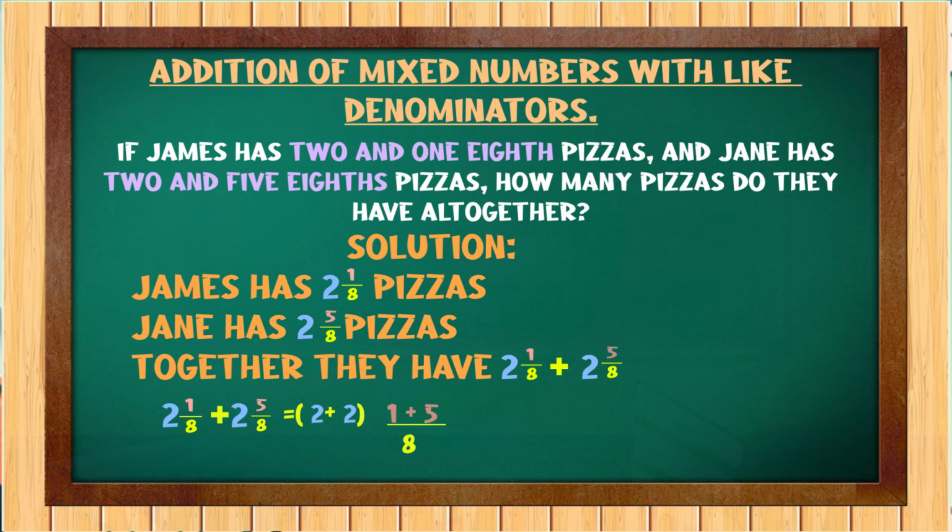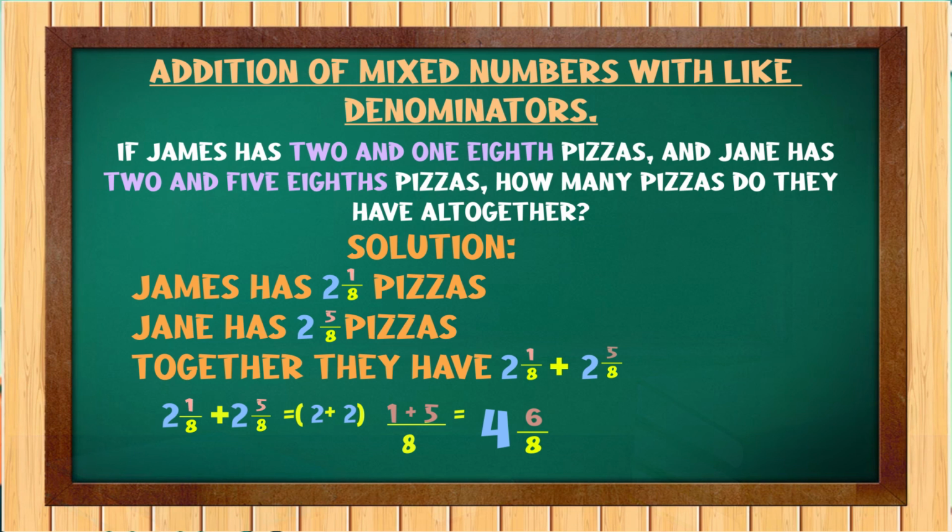Let's continue working. Next step. We add the whole numbers. 2 plus 2 will give us a total of 4. Then we add the numerators. 1 plus 5 will give us a total of 6. 6 over 8, 8 being the common denominator, which must be replaced. So the answer is 4 and 6/8.